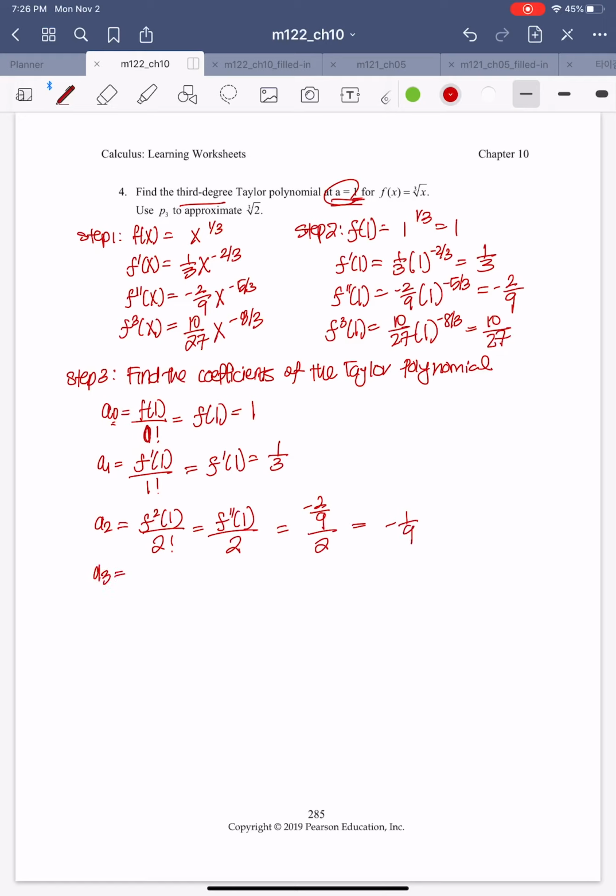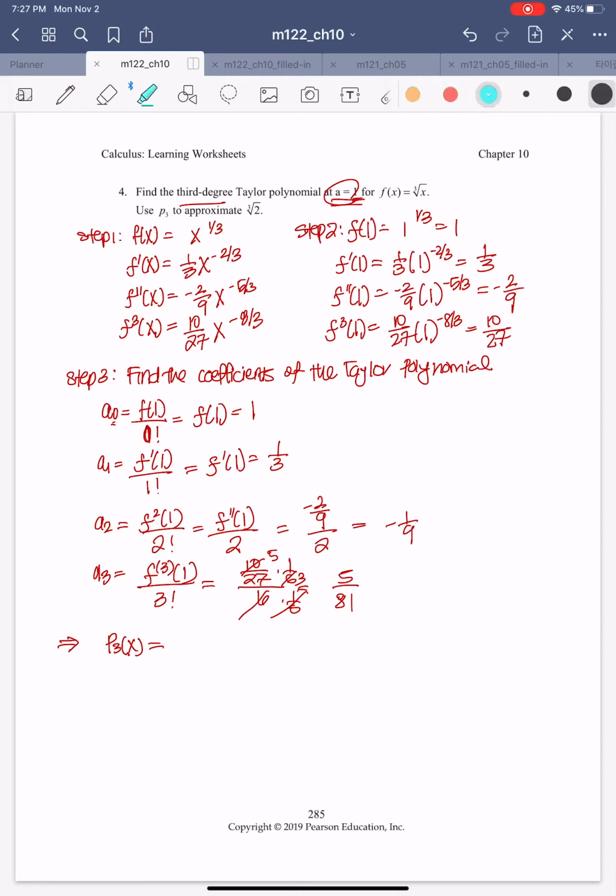A sub 3 will be f triple prime of 1 divided by 3 factorial. So that's 10 over 27 divided by 6, because 3 factorial is 3 times 2 times 1, which is 6. Cancel 3 times the top, 2 from the bottom, and we get 5 over 81.